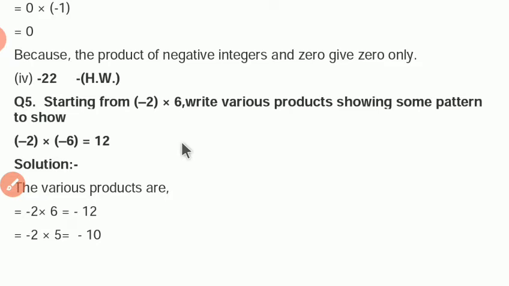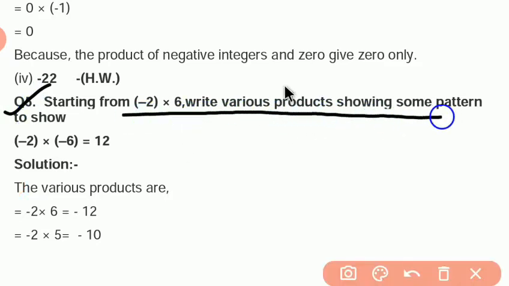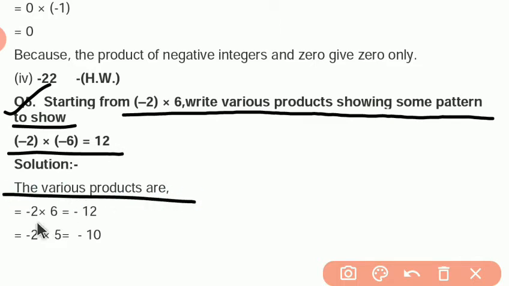Starting from -2 into 6, write various products showing some pattern to show -2 into -6 is equal to 12. From where we have to start? We have to start multiplying from -2 multiply by 6 till -2 multiply -6. It means we have to go from 6 to -6. So let's see. Various products are, first one, we have to start from -2 multiply 6.